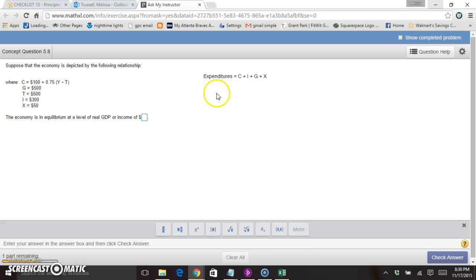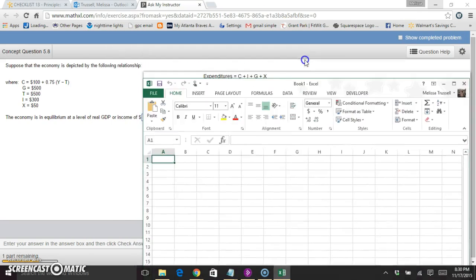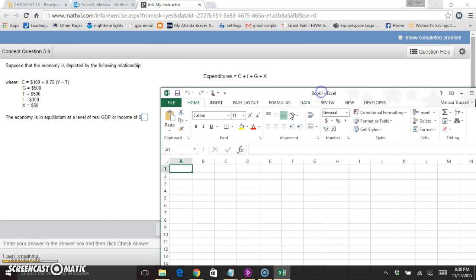and trying to figure out where that equilibrium level of expenditures is. So I'm going to pull up Excel just to use as my place to type these numbers. So we know that expenditures, or GDP, I'm going to call it Y because GDP is generally thought of as Y, right? Equals C plus I plus G plus X. We also know, because we're told over here, that C equals 100 plus 0.75 times Y minus T.